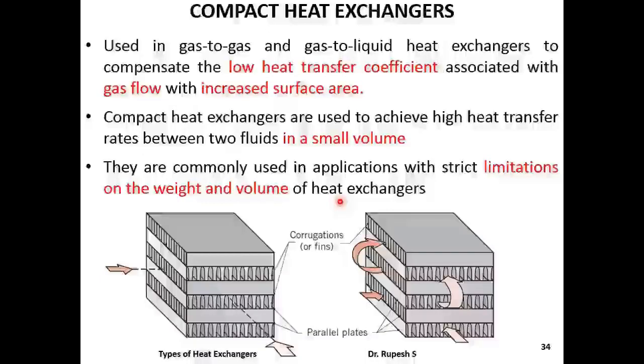We know that gases have inferior thermal properties compared to that of liquids. Consequently, heat transfer coefficient associated with the gas flow will be low. This is compensated by providing more surface area in the form of fins. Compact heat exchangers are used in applications where there is strict limitation on weight and volume of the heat exchanger.